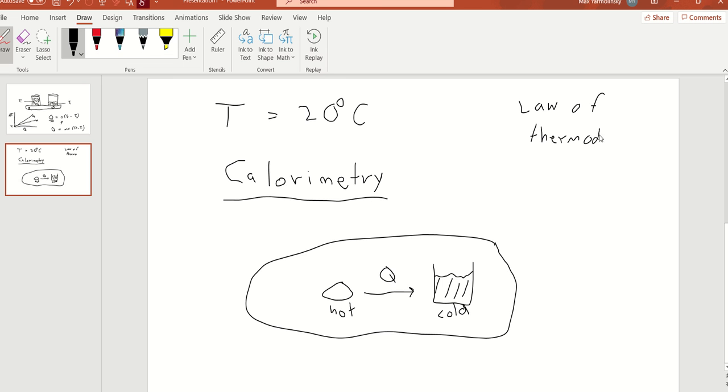Now that sounds kind of obvious. There's a couple laws of thermodynamics. One of them says that heat, Q, always goes from hot objects to cold objects. Now that just makes sense. You can't make a hot object more hot by putting it in contact with a cold object. That's just common sense.